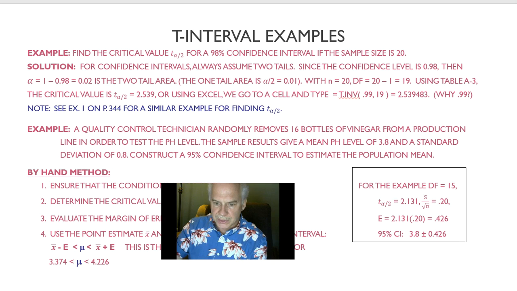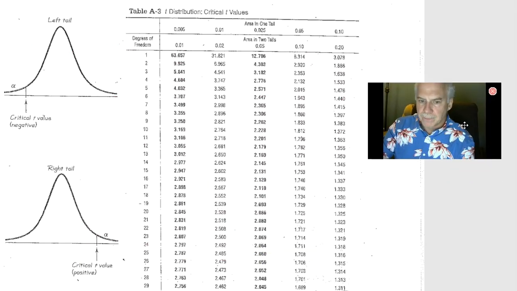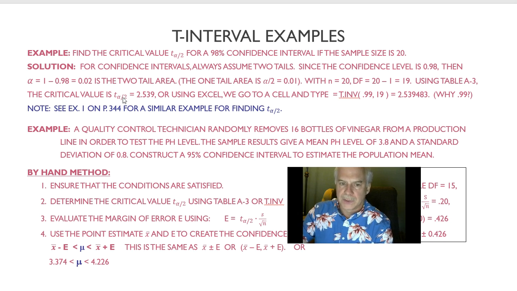So if I switch to this, the sample, if the area in the two tails was 2%, because it was 98%, so 0.02 would be the area in two tails. I'm going to use the second column here, and I'm going to go down to when degrees of freedom is 19. So it's 2.539. That's our critical value, T critical value, 2.539. And so that's what is shown in this solution, 2.539.